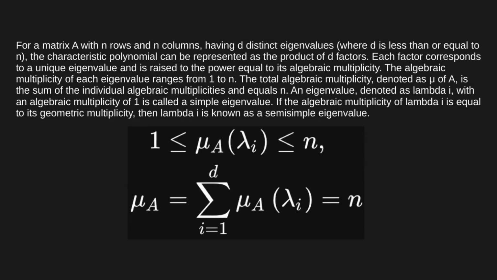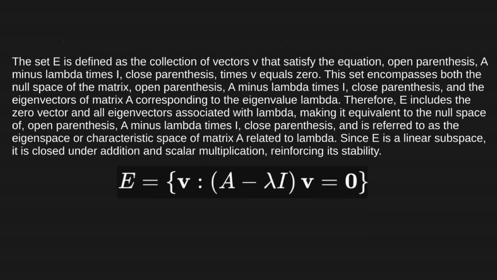An eigenvalue, denoted as lambda sub i, with an algebraic multiplicity of 1 is called a simple eigenvalue. If the algebraic multiplicity of lambda sub i is equal to its geometric multiplicity, then lambda sub i is known as a semi-simple eigenvalue. The set E is defined as the collection of vectors v that satisfy the equation (A minus lambda times I) times v equals 0. This set encompasses both the null space of the matrix (A minus lambda times I) and the eigenvectors of matrix A corresponding to the eigenvalue lambda.